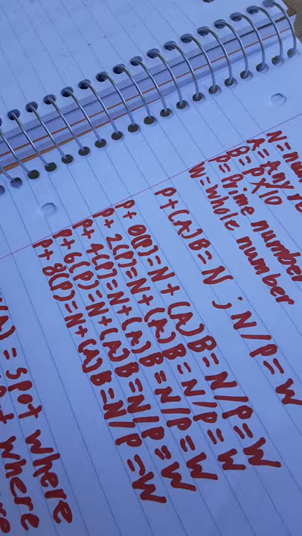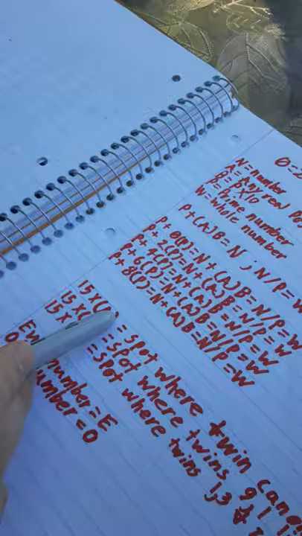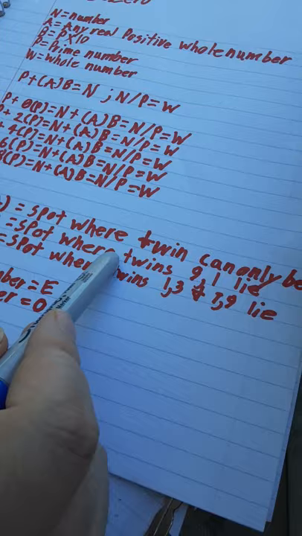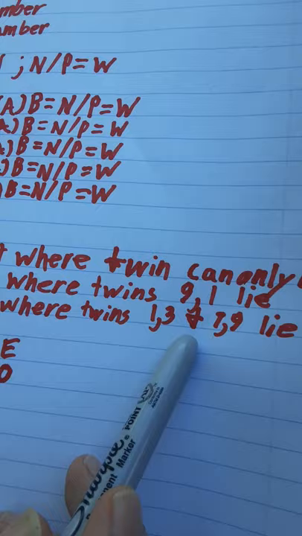And I'll show you what it does in a minute, but then there's another thing with prime numbers: 15 times any number equals a spot where twin primes can only be. 15 times even numbers equals spots where twin primes 9-1 lie. 15 times odd numbers equals spots where twins 1-3 and 7-9 lie.